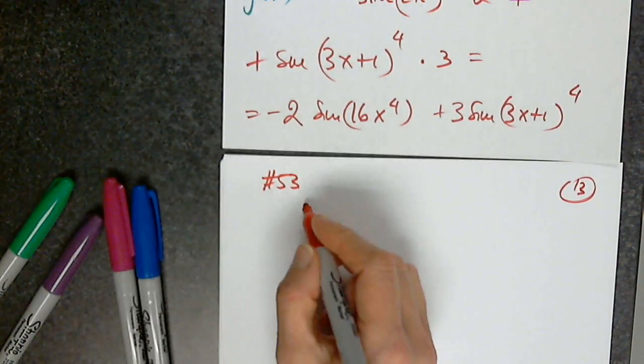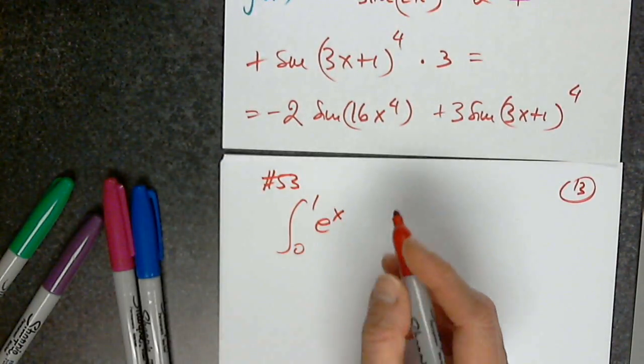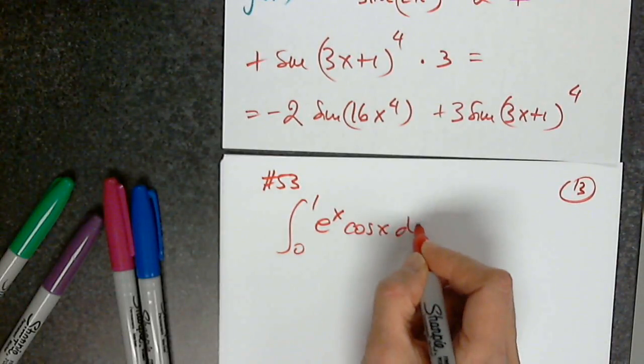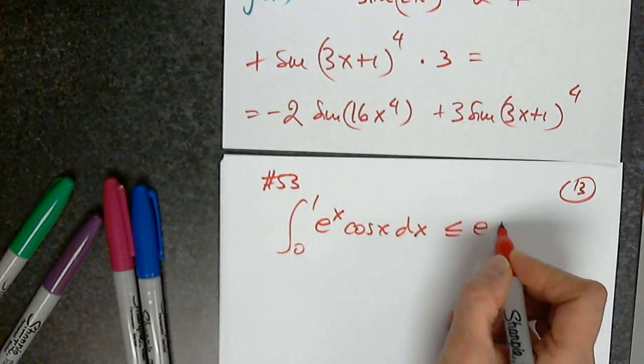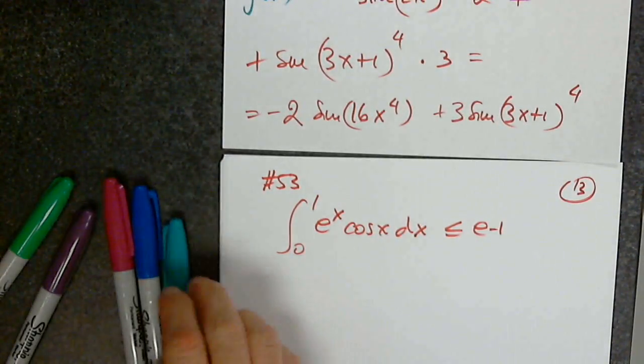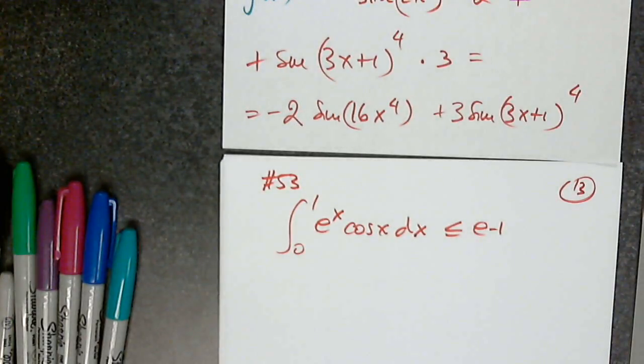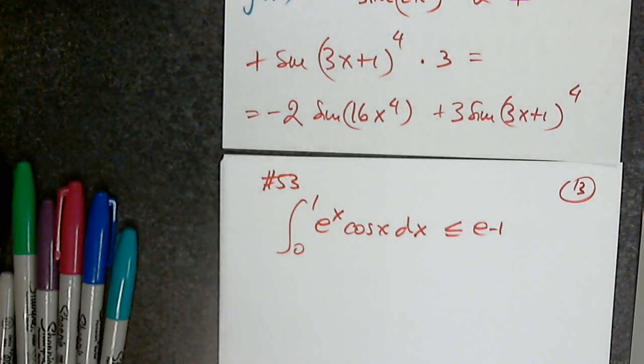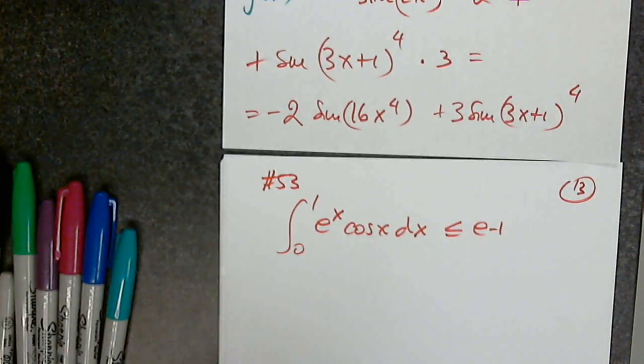In 53, we have the integral from 0 to 1 of e to the x cosine x dx. They say this is less than or equal to e minus 1. We cannot determine the antiderivative for this. e to the x cosine x, we have no way of determining an antiderivative. We are not even asked to do that. We are only asked to show that the left-hand side is less than or equal to the right-hand side. That's all we're asked to do here.